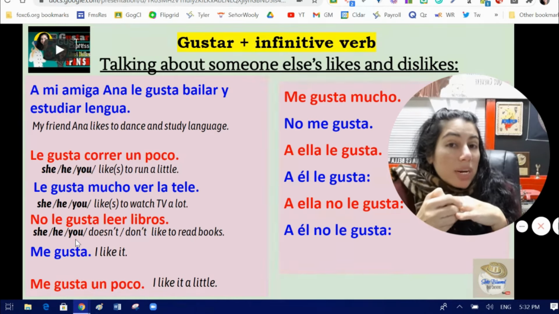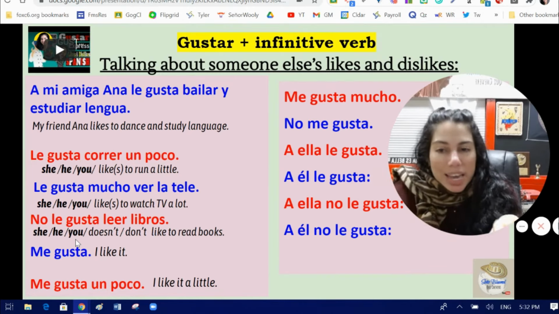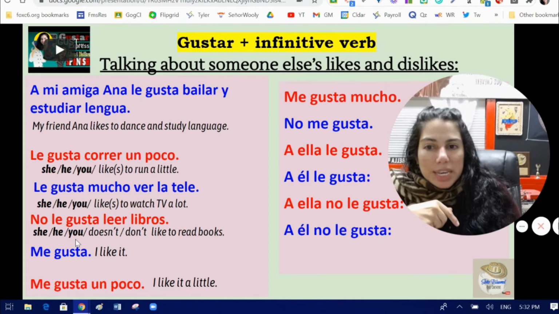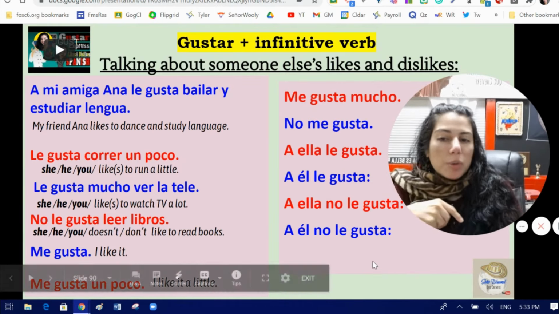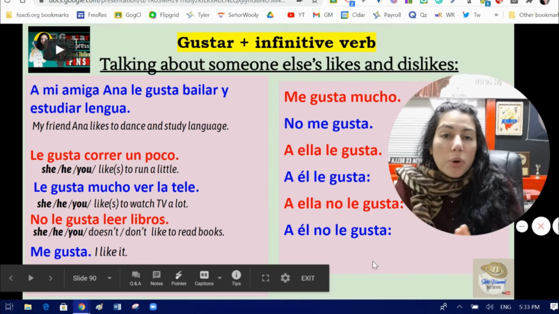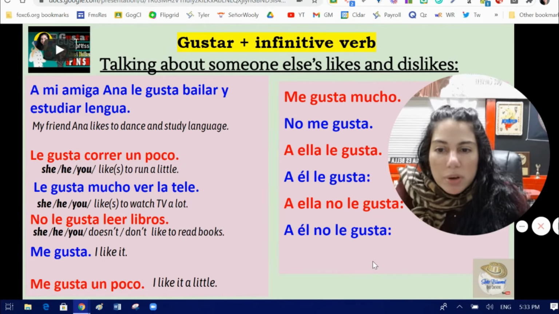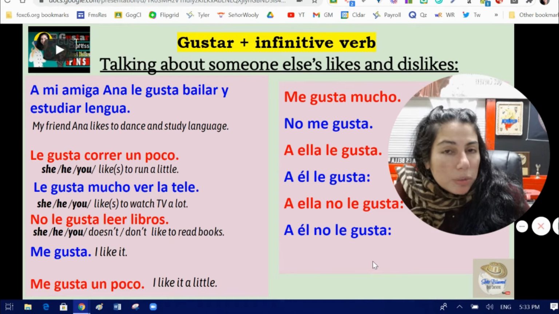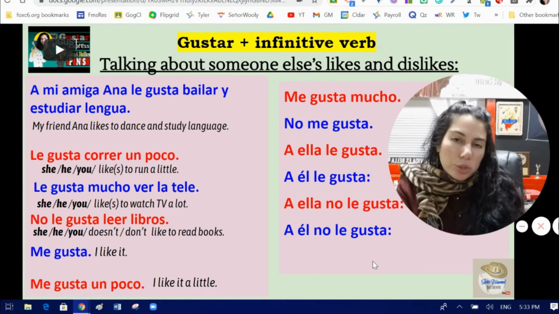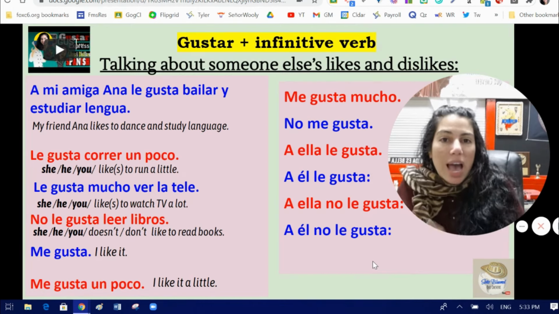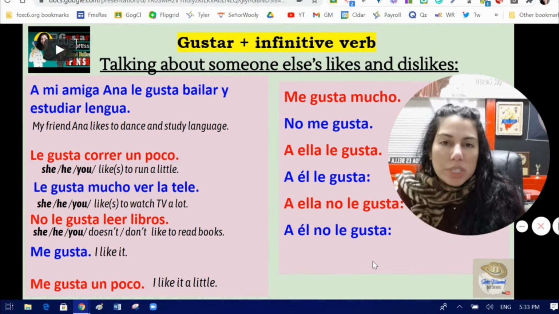So if I say le gusta correr un poco, that can be she, he, or you formal, likes to run a little. If I want to specify who, if it's she, he, or you, I would say a ella le gusta correr un poco. Just like I did here when I put a, I would use the preposition a. So I would say a ella le gusta correr un poco, o a él le gusta correr un poco, o a usted le gusta correr un poco. And if I want to use the name of the person, I would just say a María le gusta correr un poco, a Miguel le gusta correr un poco, or if it's you, I would say a ti te gusta correr un poco, o a mí me gusta correr un poco.